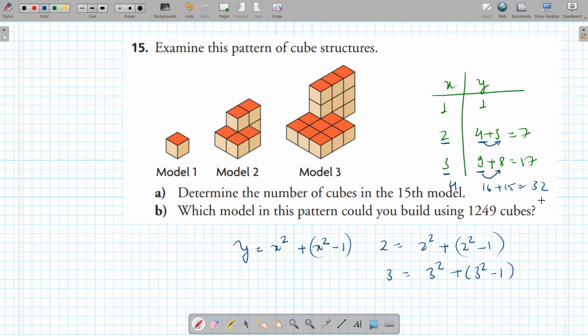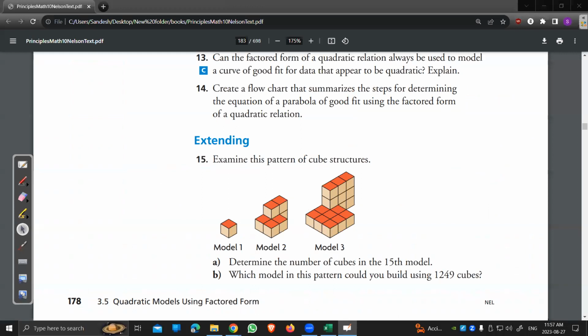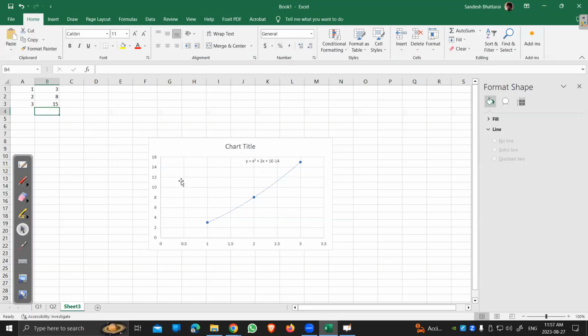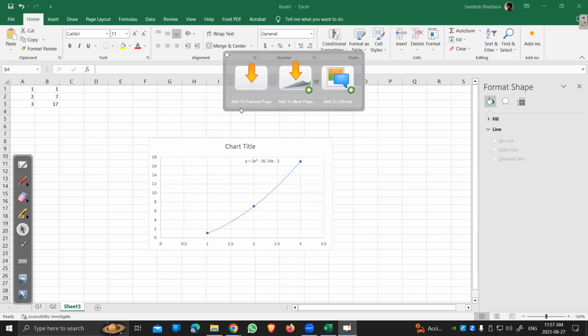These are like terms, you can even collect them. So this is going to be x squared plus x squared, which is 2x squared minus 1. So that's our equation. Let's see if Excel spits that one out as well. 1717. It should, right? Yeah, we got the same thing because these are very nice points, right?